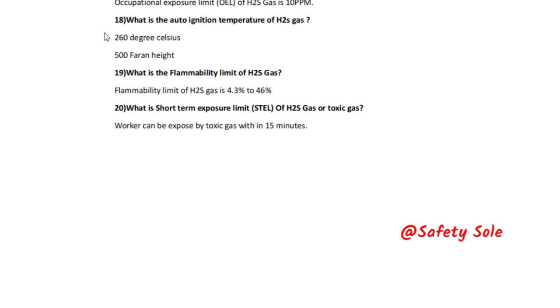Next, what is the short-term exposure limit of hydrogen sulfide gas, or what is the STEL of hydrogen sulfide gas? A worker can be exposed to the toxic gas within 15 minutes.